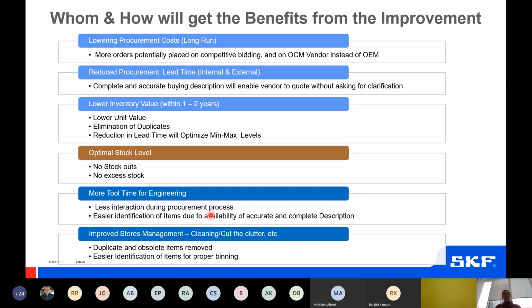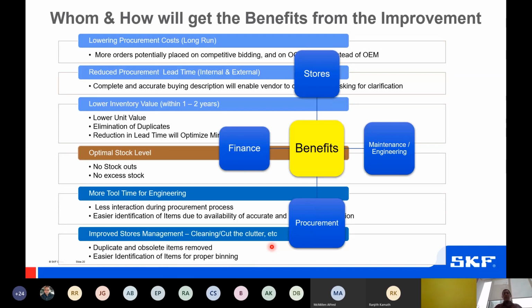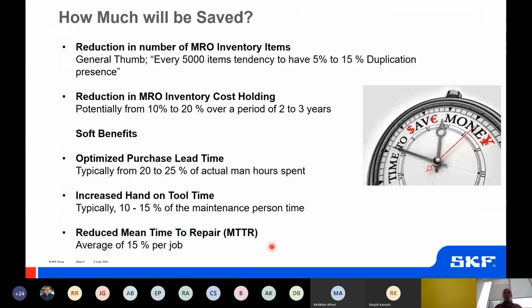More tool time for engineering, less interaction during the procurement process. This is also very obvious. The data is complete and sufficient for procurement, so the engineering or maintenance people will have more time for other things. Of course, improved store management. Duplicate and obsolete items get reviewed, so it is easier to identify the item. So these are the four functions in each organization that can see a benefit from the material master data improvement.